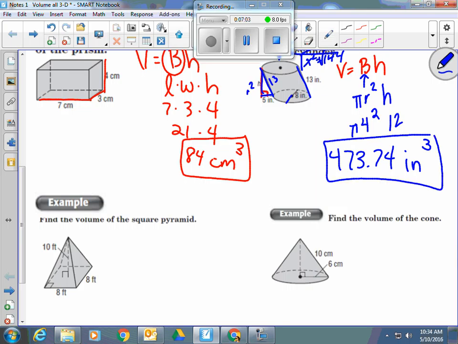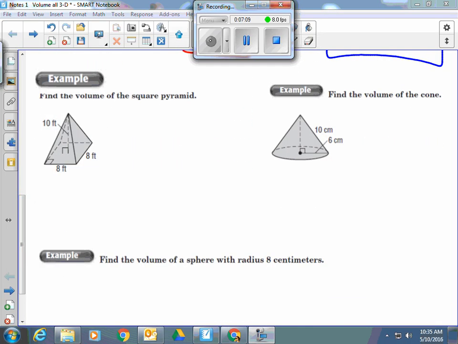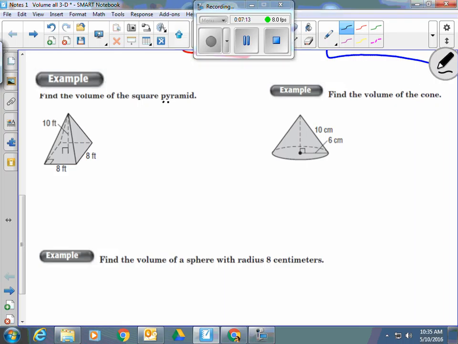Okay, I want you to try the next two examples down here. I'm going to give you a second to try them. All right, so let's try the first one. First off, it's a pyramid, so what's my formula? It is 1/3 base times height. Area of the base times the height.